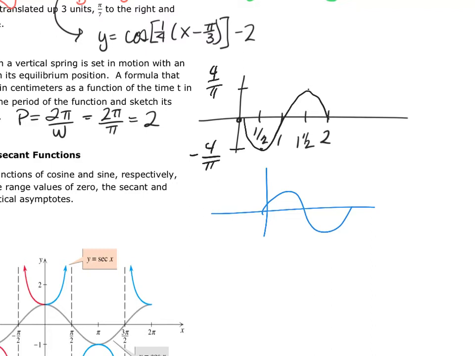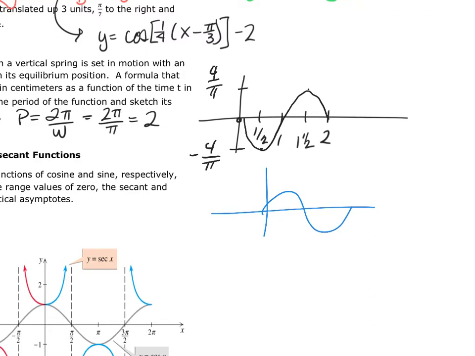If I asked you, where is this thing neither increasing nor decreasing, where would you tell me that is? At what time does that happen? Where I'm neither increasing nor decreasing. So this is bringing in some of the stuff from pre-calc 1. So I'm decreasing from 0 to 1/2, but where am I neither increasing nor decreasing? What am I asking for? I'm asking for the minimum and the maximum.